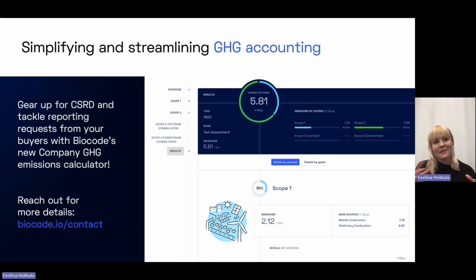But with this all being said, I would like to also say that when using digital solutions, for example the Biocode calculator, which I just presented, you don't have to worry about the different kinds of protocols and what kind of emission factors I should use, or all of these things that might bring a bit of challenges to the calculations, because they are all incorporated into the Biocode.